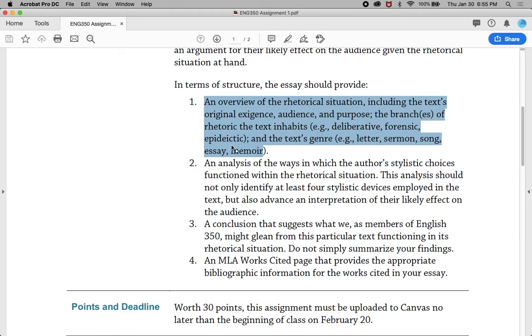And then, of course, for the assignment, you'll go on and identify at least 4 different stylistic devices that are working in the text, offer a discussion of their likely interpretation on the audience, and a kind of conclusion of what we, as a group of people in English 350, might take away from this text you've analyzed in terms of writing, in terms of our increasing awareness of the dynamics of writing. And then last is your works cited.